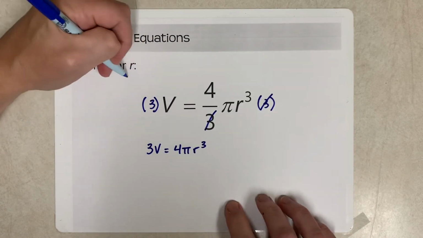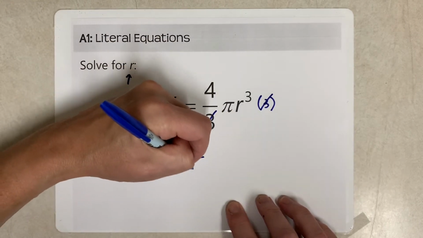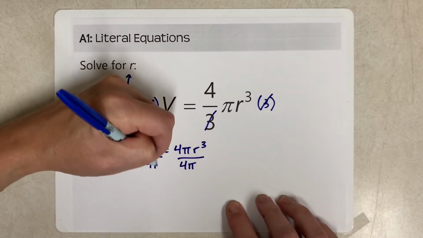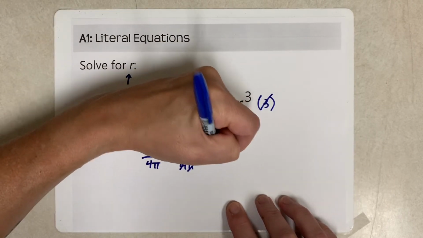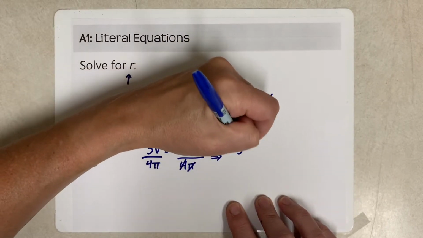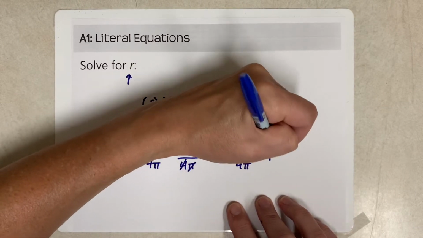All right, so I need r by itself. So I need to get rid of the 4 pi first. Get rid of the 4 pi. So it's gone. So now my next step is 3v over 4 pi equals r cubed.